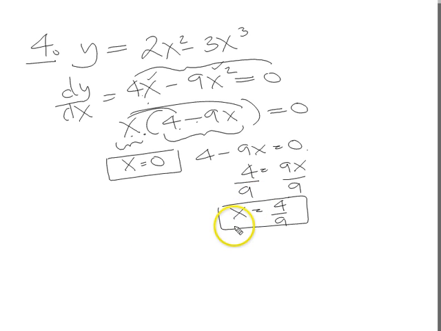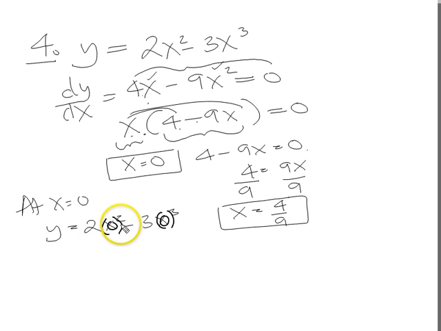So there's the inputs. Now we need the outputs. So the first one at x equals 0 then. What does y equal? Well, it's 2x squared minus 3x cubed, isn't it? Wherever we've seen x, we put a 0. So 2 times 0 squared minus 3 times 0 cubed. That's 0 and that's 0. So you get 0. Now the other input value at x equals what was it? 4/9.